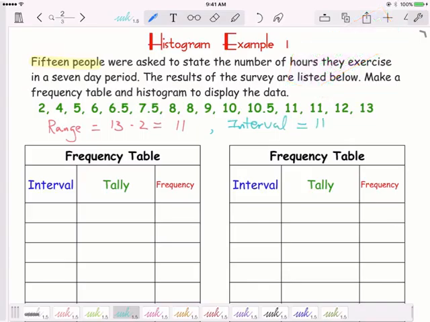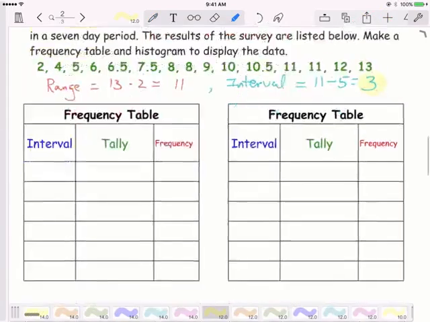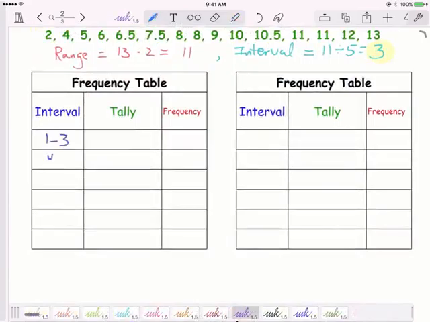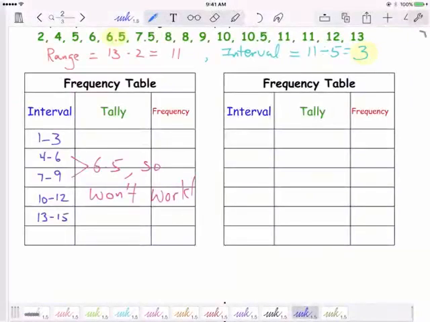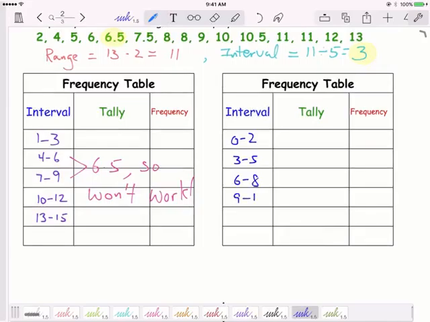So the range, 11, divided by 5 will give us about 3 per interval if we loosely round the number up. Let's first try the intervals 1 to 3, 4 to 6, 7 to 9, 10 to 12, and 13 to 15. This interval will work for all the numbers except 6.5 as it falls in between the second and third interval, so this won't work. Now we have 2 choices. We can group intervals into halves, or let's go easy and regroup the numbers starting with 0, which will give us 0 to 2, 3 to 5, 6 to 8, 9 to 11, and 12 to 14. This interval choice will allow all data values to fit nicely into a group.